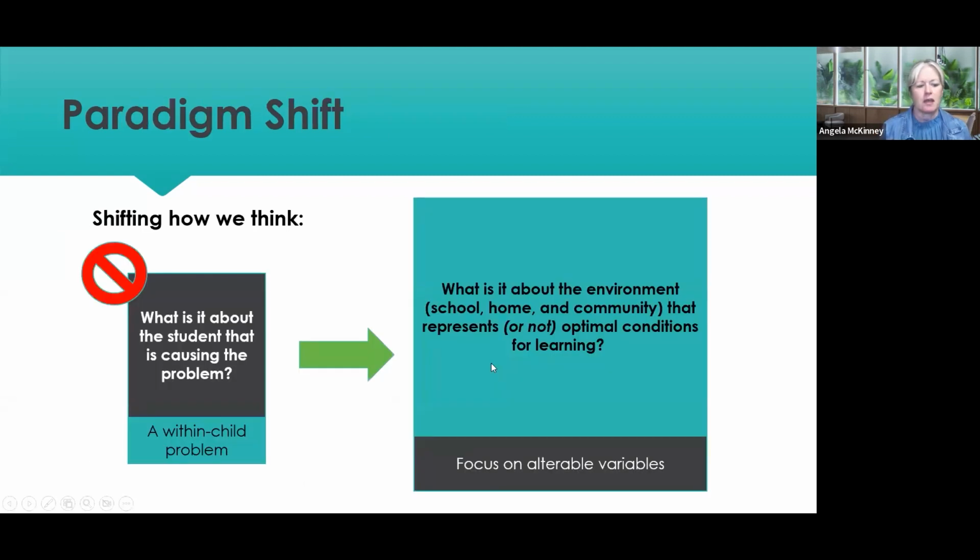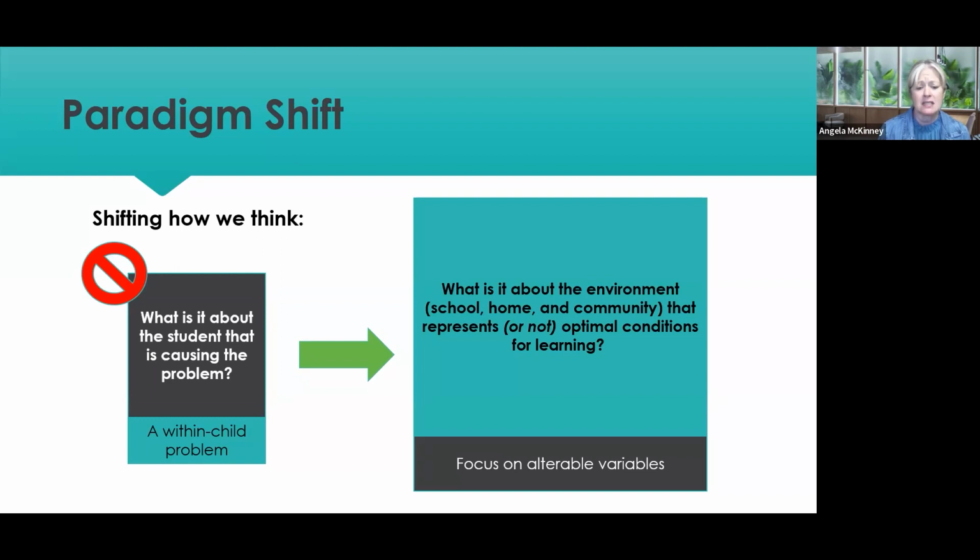So this shifts your thinking a little bit, using this kind of a framework, from what's going on with the kid that we need to fix, what's wrong with this problem or with this student, to thinking about what are some of the variables that we actually could alter. We could change how we approach things. We could change how we instruct on something, how we support a student, what the classroom environment is like, all of those different things that we have control over.